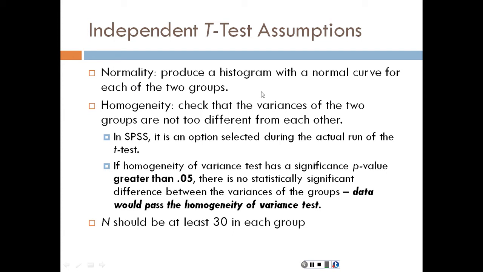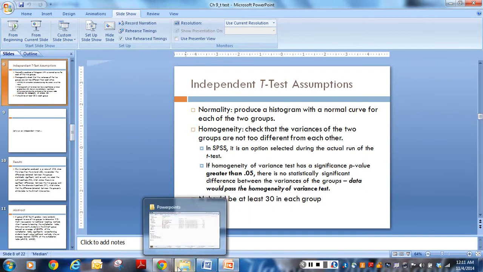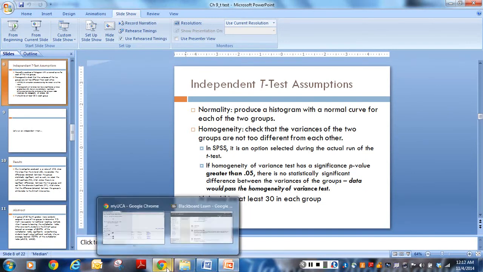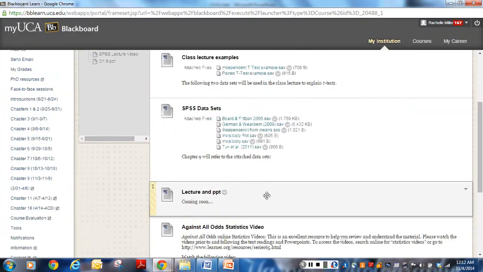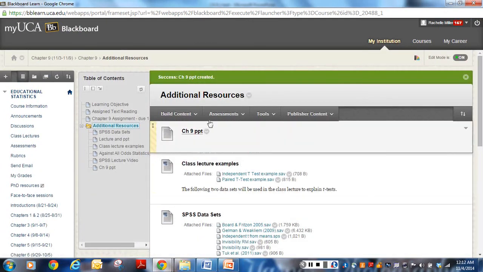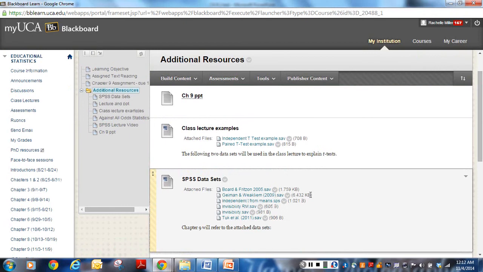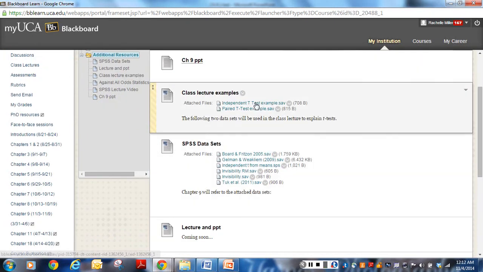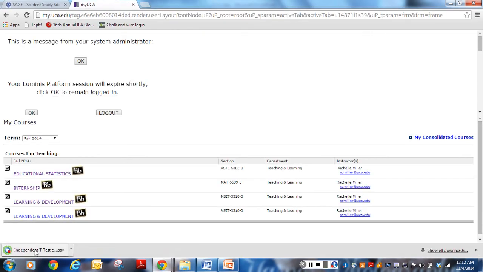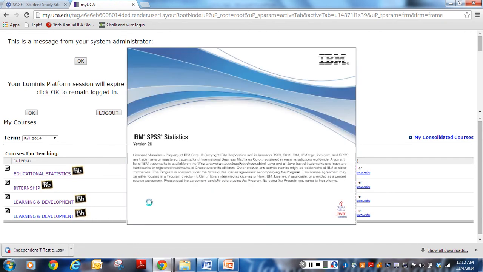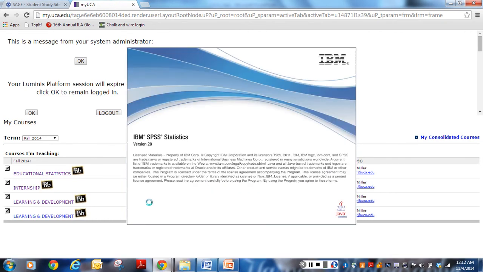Let's go ahead and look at this sample set. I'm going to escape out of here for a minute. If you go into additional resources in Blackboard, you can open up the data set that I'm going to use, the independent t-test example. Let's go ahead and open that up. And we're going to check for normality. We're going to check the normality of each of the groups.